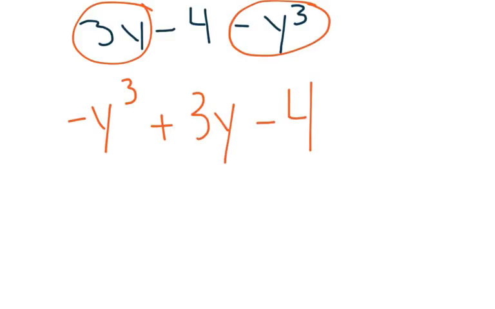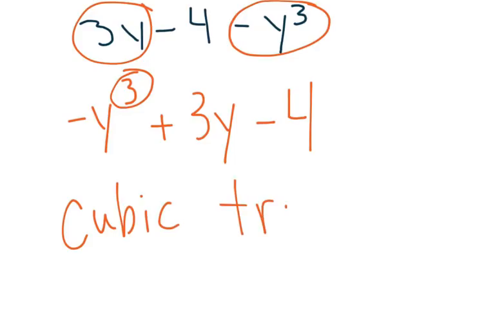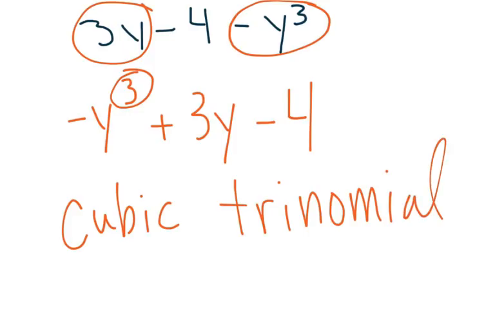And lastly, minus 4. Now, next I'm going to classify this. Well, I see that there are 3 terms, so this must be another trinomial. And since it has a cube as the highest power, we could refer to this as a cubic trinomial. All right. Let's keep going.